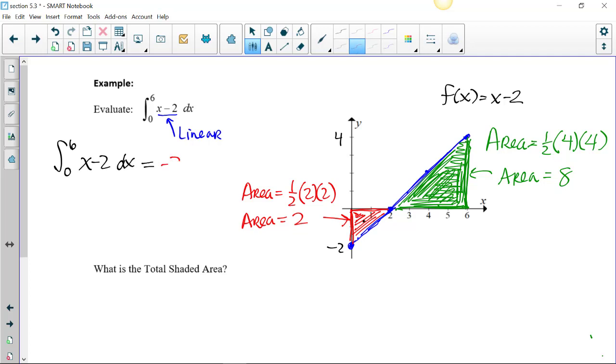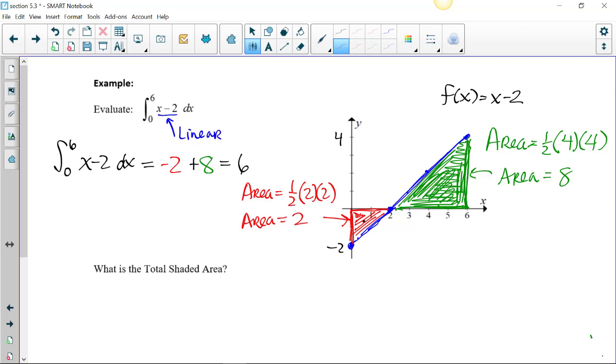Which is negative 2 plus the area above, which is 8. So negative 2 plus 8 is the same thing as 8 minus negative 2. So my definite integral evaluates out to be 6. Okay, so we just say the definite integral is 6. It's the area above, 8, minus the area below, 2.